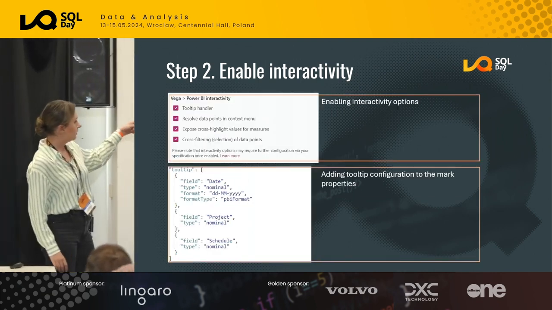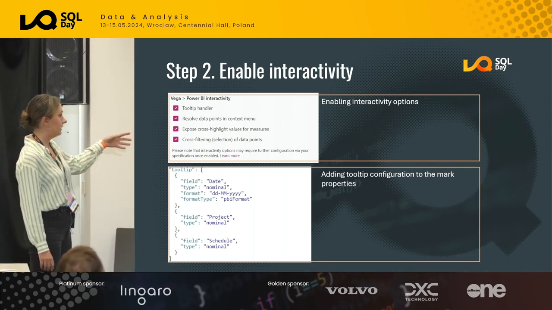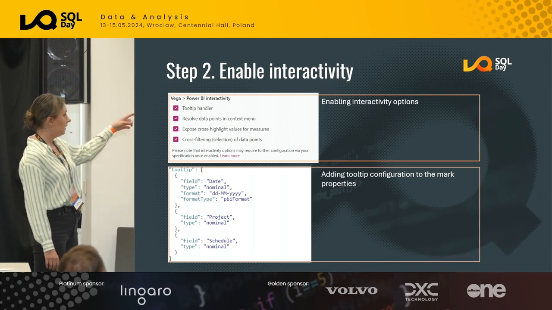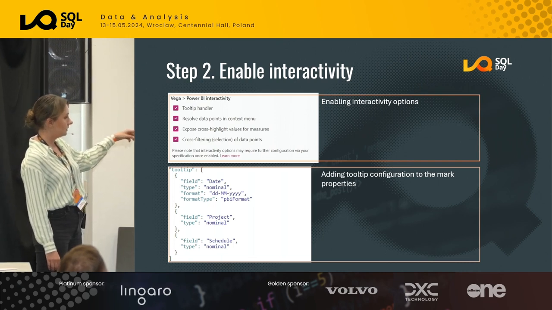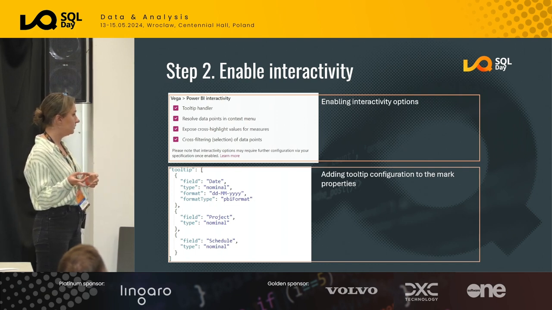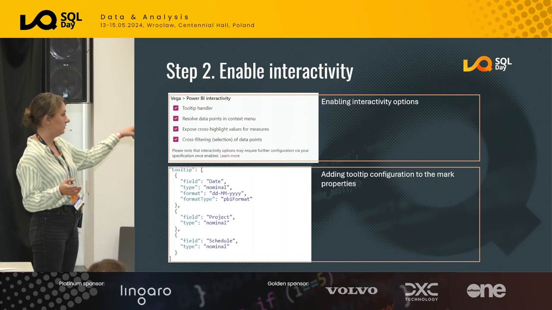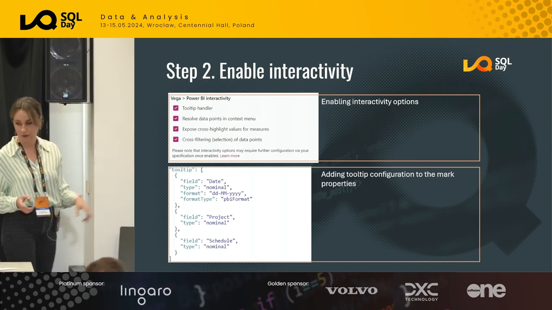So the tooltip section, we just added as a part of the mark configuration. So it's just a section where we list the fields that we want to be displayed in our tooltip. So here I have 3 fields, date, project, and schedule. I can define the type. I can also, for the date, set the format. You already saw this section with the PBI format.